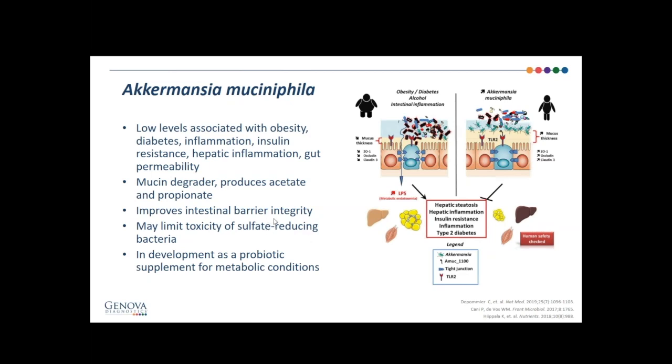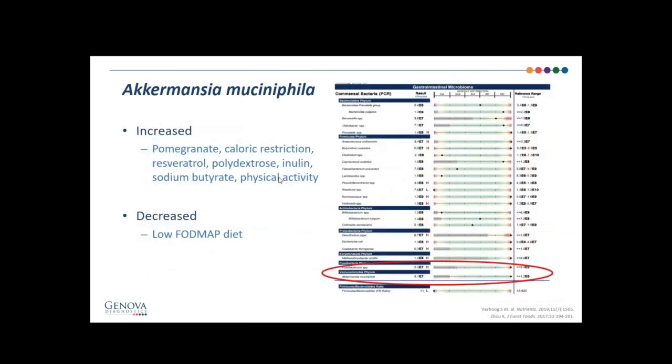And Genova also saw that compared to the healthy cohort, all 8 of those conditions that we looked at earlier were associated with lower Akkermansia. So this is an important one to have. It's increased with pomegranate, caloric restriction, resveratrol. Again, here we're seeing the physical activity. Decreased with a low FODMAPs diet.